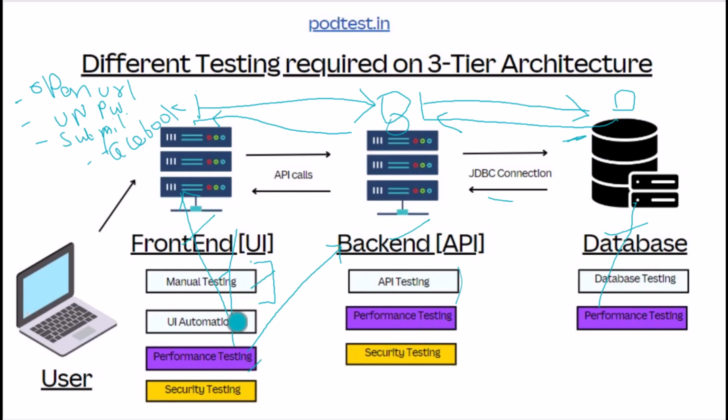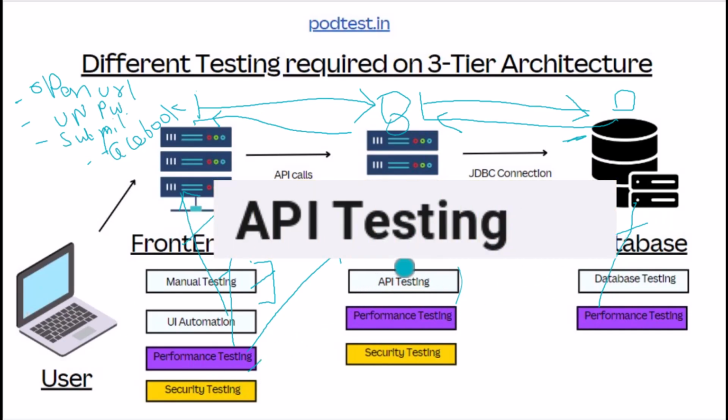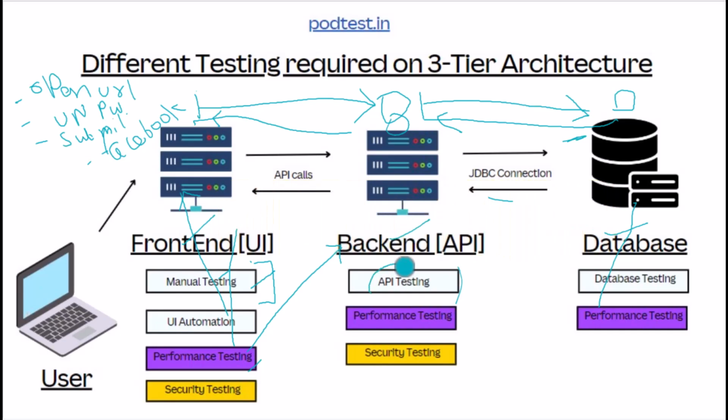Performance testing could be used to find issues on the UI, it could be used to find issues on the API, it could be used to find issues in the database. Now coming on to the next part, let's say API testing. API testing is another very important part. When you're testing an API, you are testing the brain of the application.